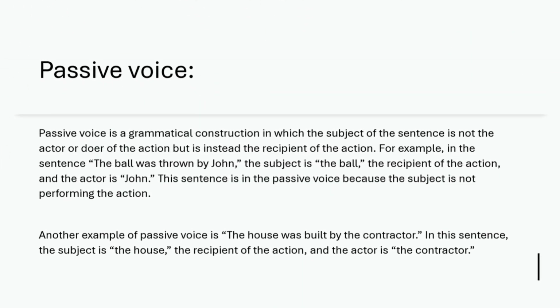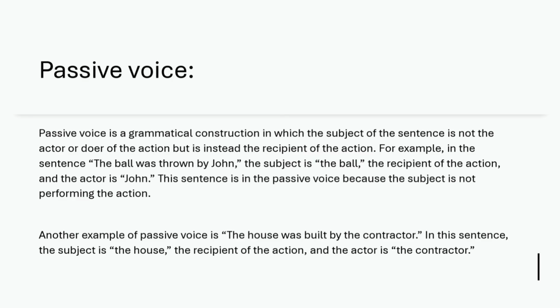Next we have the passive voice. It is a grammatical construction in which the subject of the sentence is not the doer or the actor of the action, but instead the recipient of the action. For example, in the sentence, the ball was thrown by John, the subject is the ball, the recipient of the action, and the actor is John. This sentence is in the passive voice because the subject is not performing the action. It should be made clear that the ball is the object. We can say the receiver of the action is the subject.